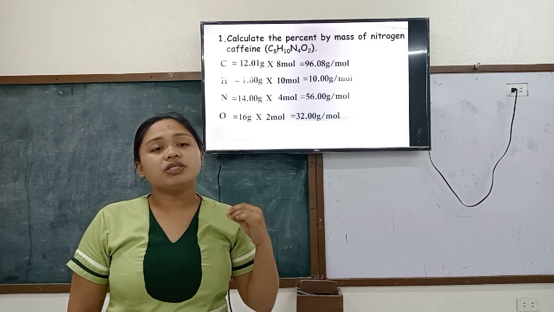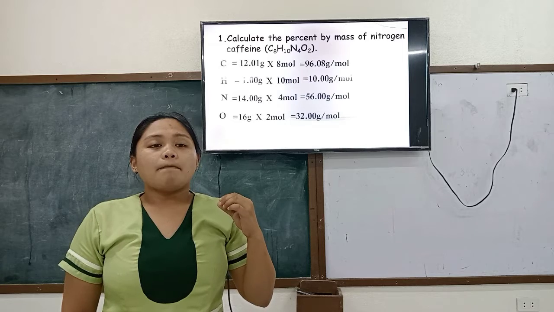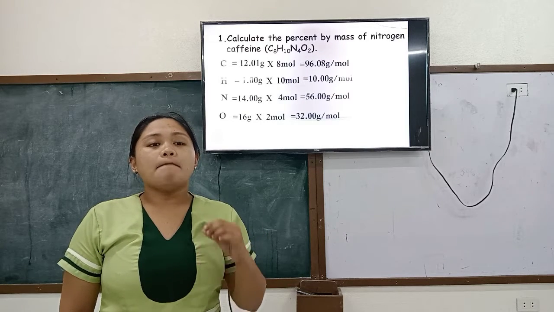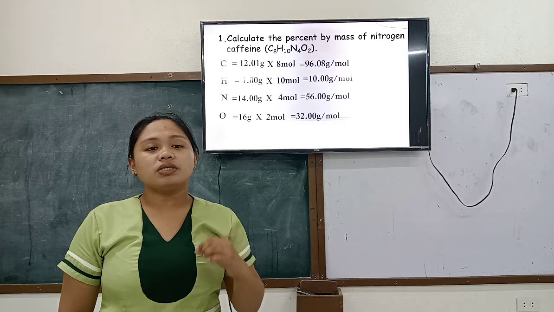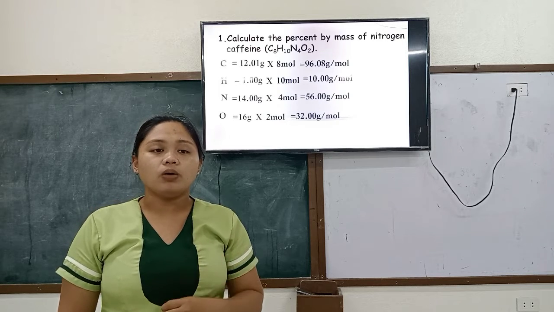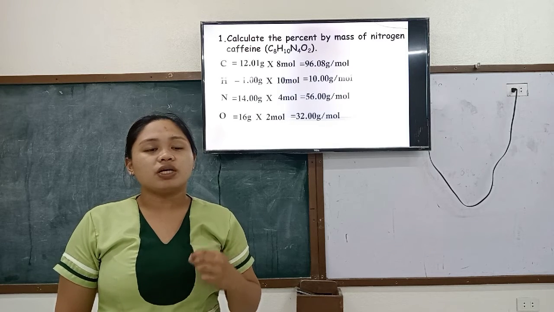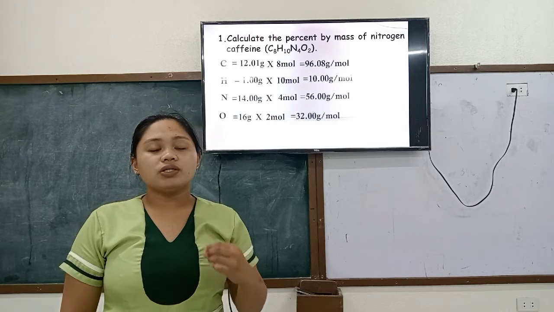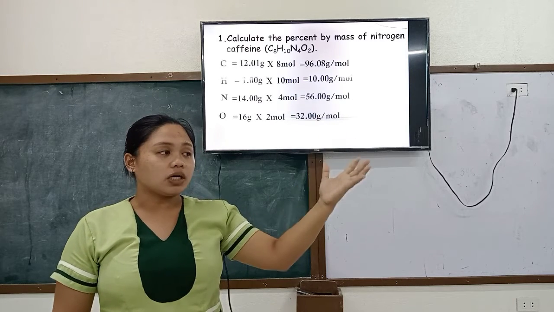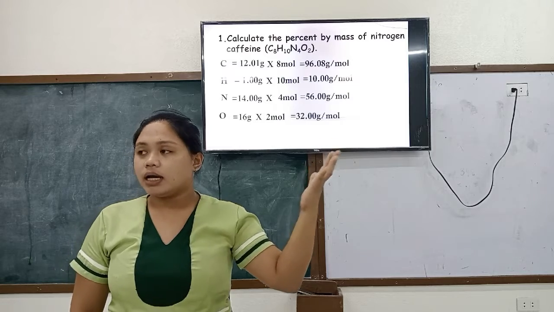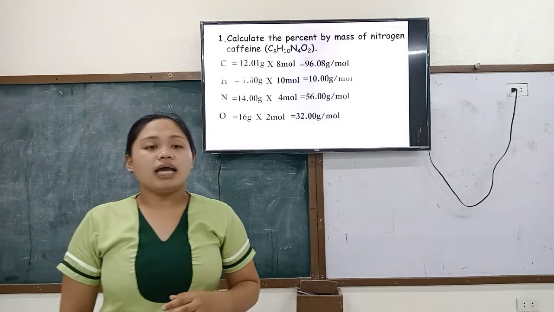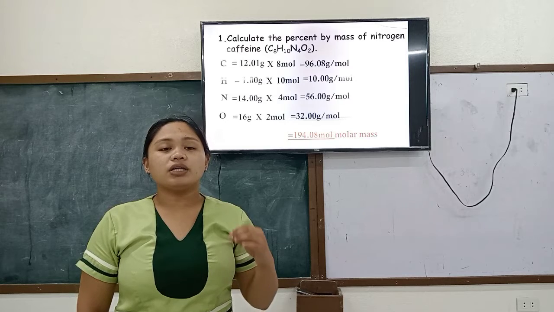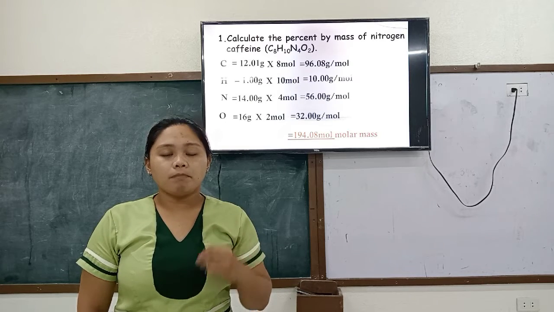Since we have the answer of all the elements, we have to add. So 96.08 grams over mole plus 10.00 grams over mole plus 56.00 grams over mole plus 32.00 grams over mole. So what could be the answer? Yes, correct. So the answer becomes 194.08 grams per mole of molar mass.